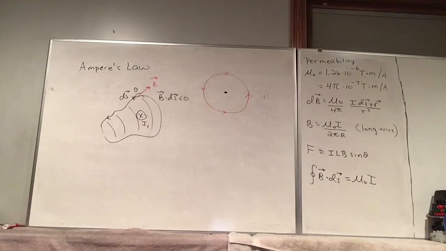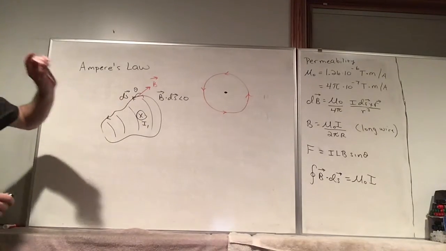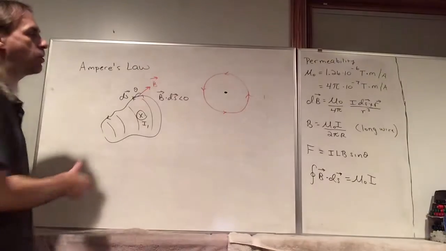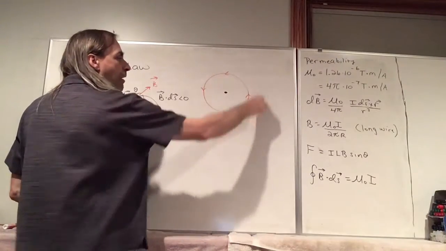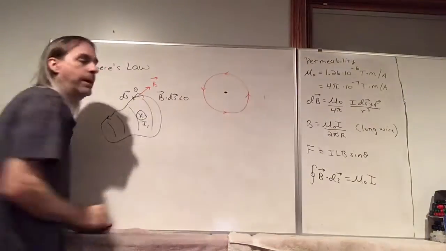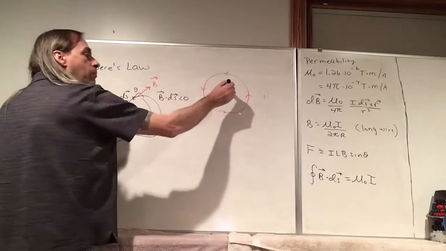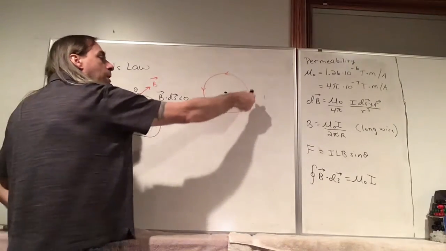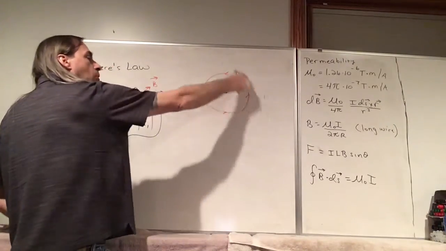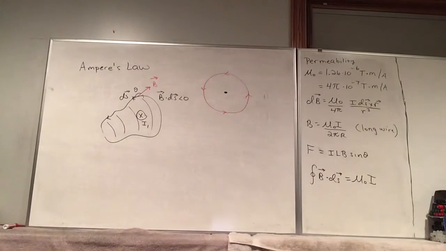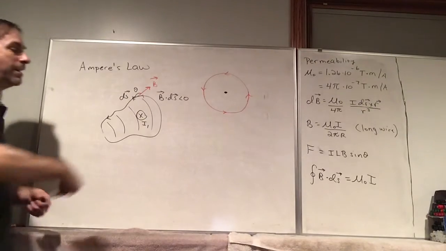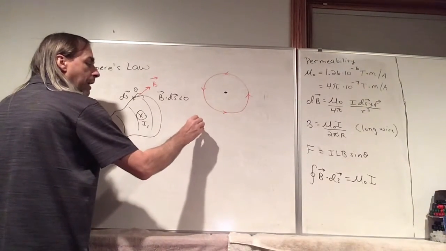Now, we'll come back to this in a minute, but let's look at a simple case. Let's say we have a current coming out of the board, and let's say the curve is just a circle like this. We're going to show that Ampere's law is consistent with the Biot-Savart law. So let's say this is our current coming out of the board. We have I coming out of the board. We're going to trace this circle. It's a closed path. So we can do that. And let's do the integral B dot ds.